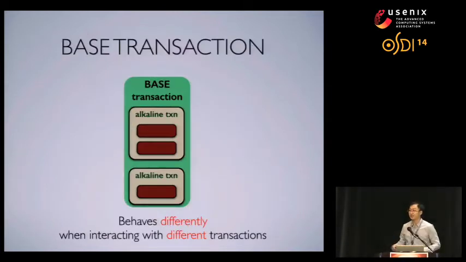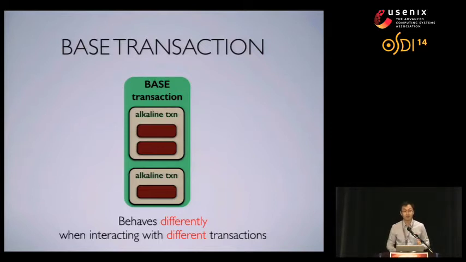To achieve this flexibility, we introduce a new abstraction called base transaction. A base transaction consists of a sequence of sub-transactions, which we call alkaline transactions. So you can think of alkaline transactions as small ACID transactions. There are two things that are really nice about base transactions. First, to achieve much of the convenience of the ACID paradigm, base transactions still provide atomicity and durability at the granularity of the entire transaction.